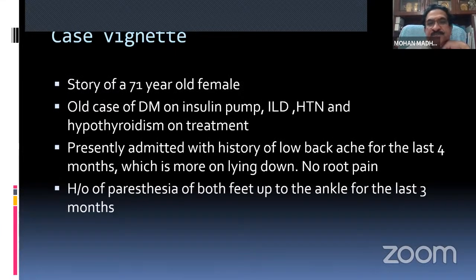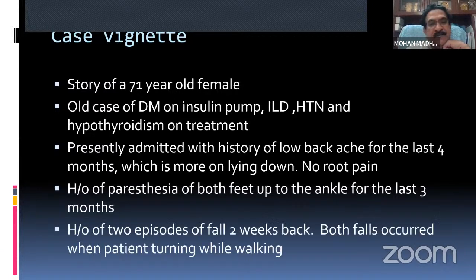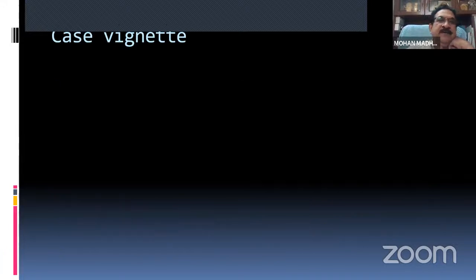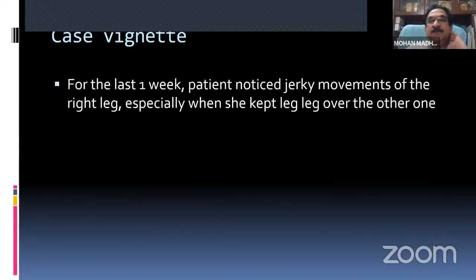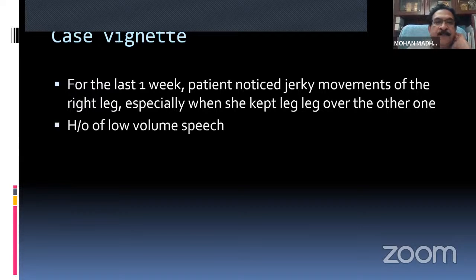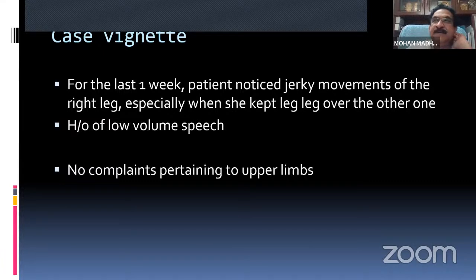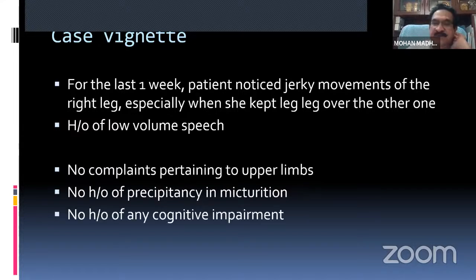Paresthesia of both feet up to the ankle for the last 3 months. There were 2 episodes of fall 2 weeks back, and both falls occurred while the patient was standing, while walking. For the last 1 week, the patient noticed jerky movements of the right leg, especially when she kept the leg over the other one. History of low volume speech. No complaints pertaining to the upper limb. No history of any precipitating vaccination. No history of any cognitive impairment.